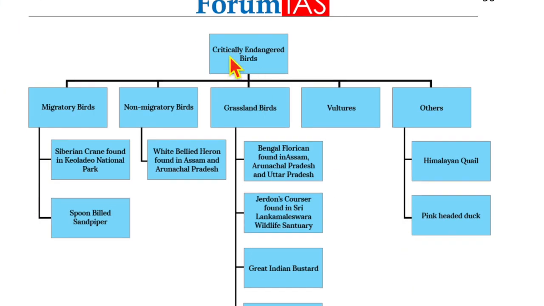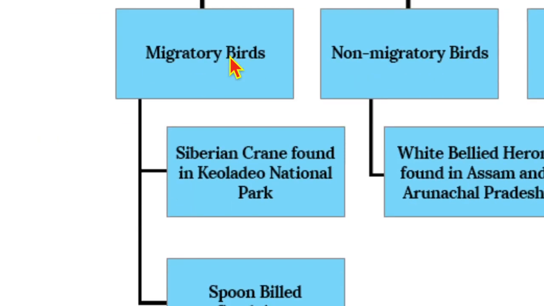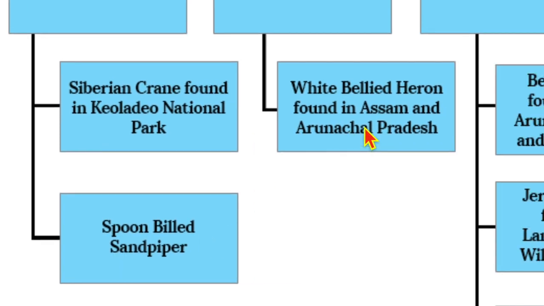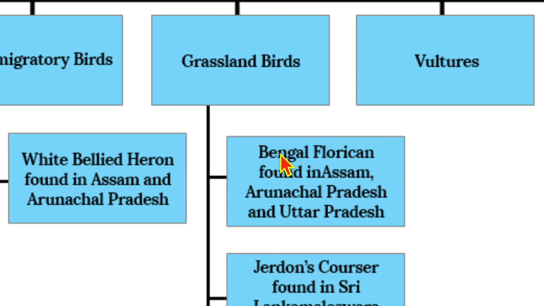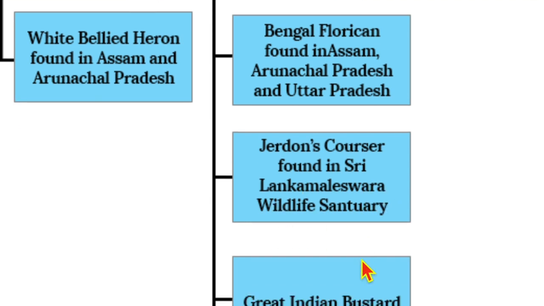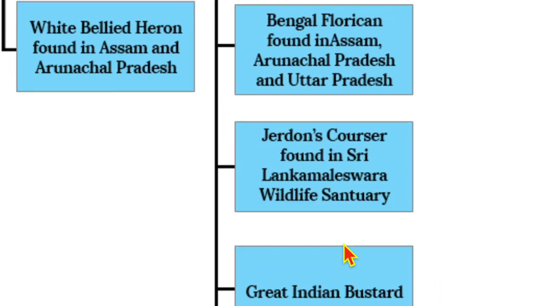Now, moving on to critically endangered birds, we have migratory birds, non-migratory birds, grassland birds, vultures, and others. Now, for the migratory birds, we have Siberian cranes found in Keoladeo National Park and spoon-billed sandpiper. Non-migratory birds would include the white-bellied heron found in Assam and Arunachal Pradesh. Grassland birds would include the Bengal florican found in Assam, Arunachal Pradesh, and Uttar Pradesh. Jerdon's courser found in Sri Lanka Mahaleshwar Wildlife Sanctuary, very important. Great Indian bustard, GIB, and sociable lapwing found in North and Northwest India.